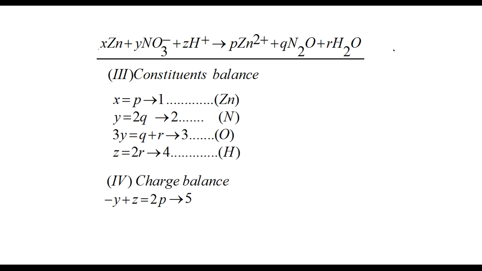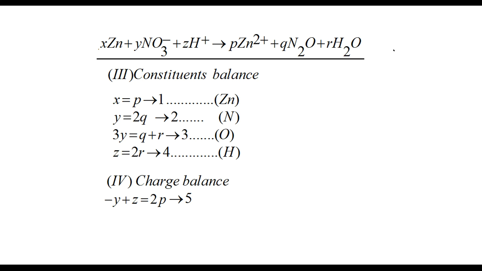Similarly for hydrogen, hydrogen occurs only in the form of H plus ion over the LHS. So Z is the number of hydrogen atoms over the LHS, and over the RHS hydrogen occurs in H2O, which has coefficient R. Since in H2O there are 2 hydrogen atoms, twice R is the number of hydrogen atoms over the right hand side. So for balancing the hydrogen atoms, Z must be equal to 2R. Now this is the total number of constituents we have balanced.